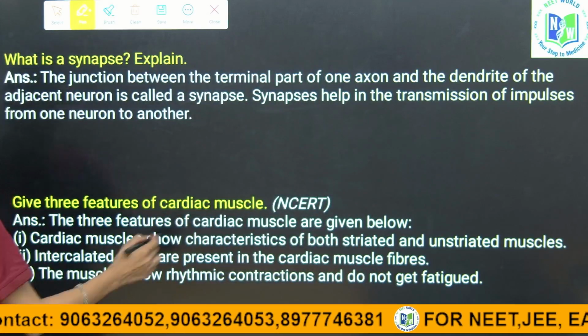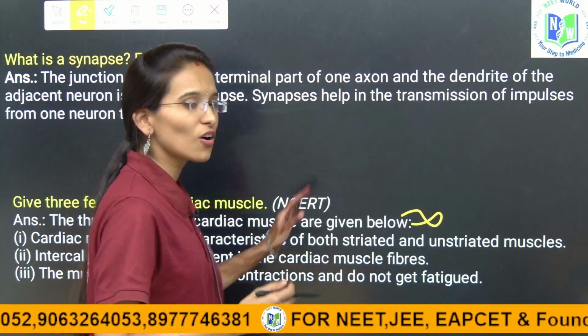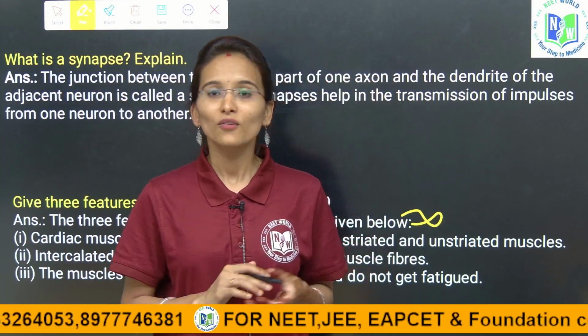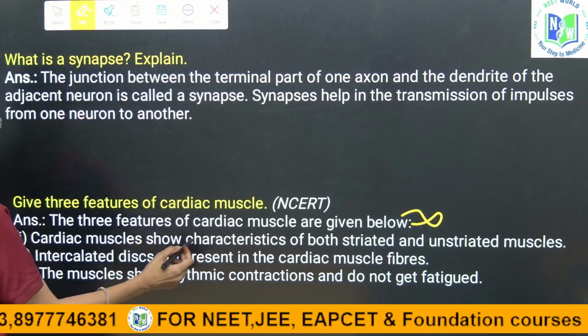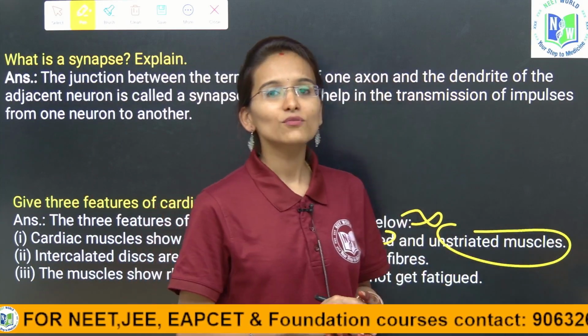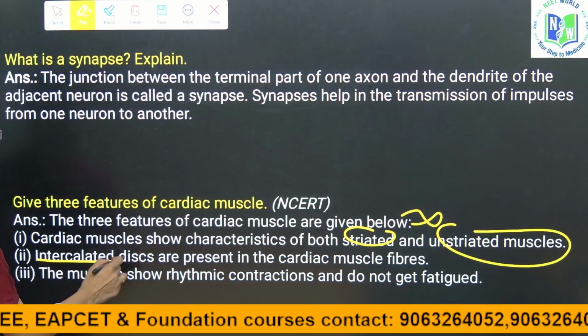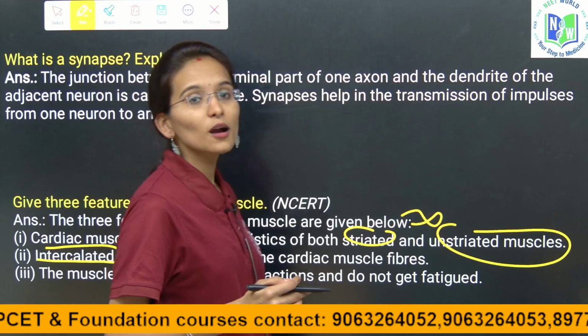Yes, 3 features of cardiac muscle. The 3 features of cardiac muscle are given below. These are all for the NCERT line students, so please focus on it. Cardiac muscle shows the characteristics of both striated and unstriated, and it is involved in contraction and relaxation. Intercalated discs are present in cardiac muscle fiber.